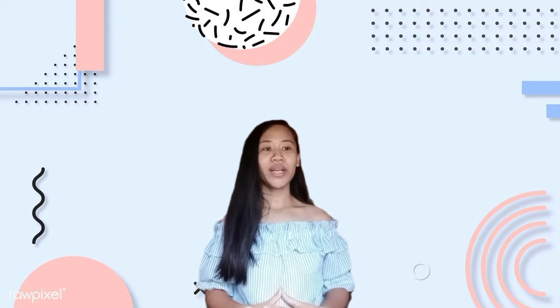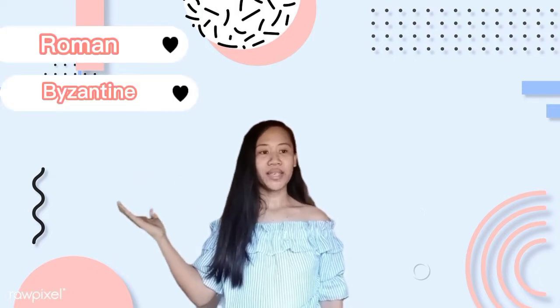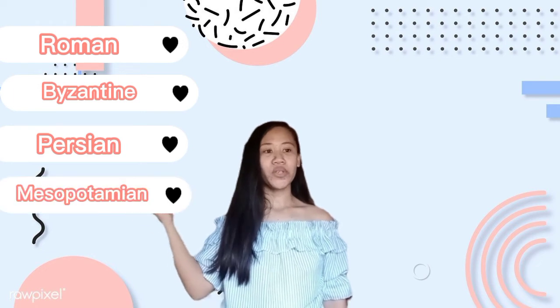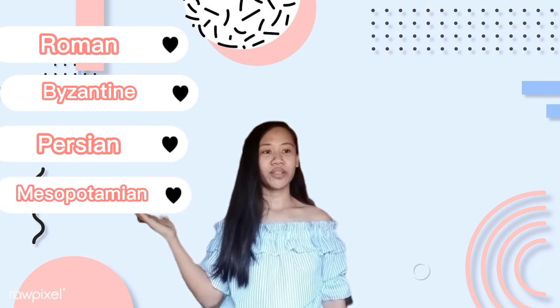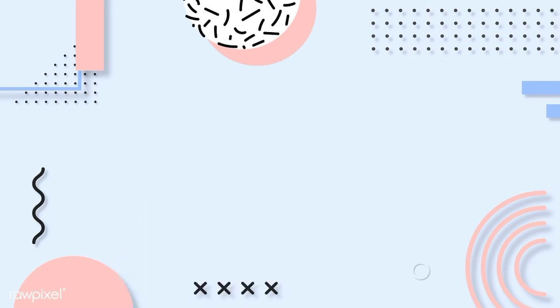Early Islamic architecture was influenced by Roman, Byzantine, Persian, and Mesopotamian architecture. It stemmed from the important role of reflecting obedience and total submission to the Almighty.